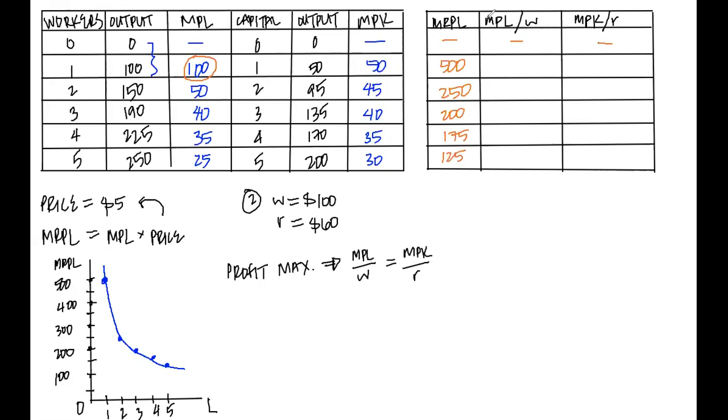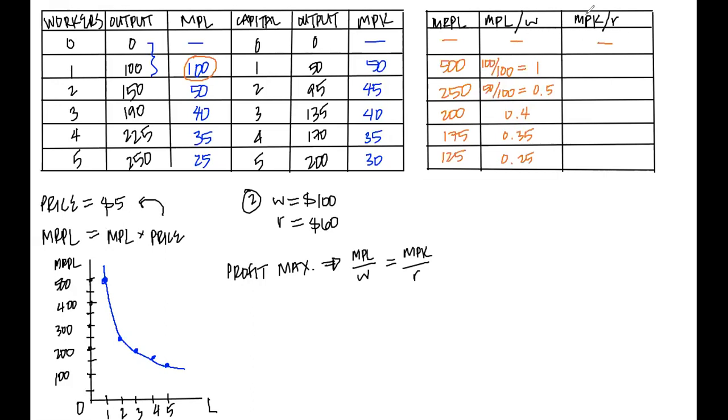For this second row, I'm going to do the first column all the way down. So we're going to have marginal product of labor, which is 100, over the wage, which they gave us was 100. So we can see that this equals 1. The next one, we're going to have 50 over 100, which equals 0.5. 40 over 100, which is 0.4. 35 over 100, which is 0.35. And then finally 25 over 100, which is 0.25.